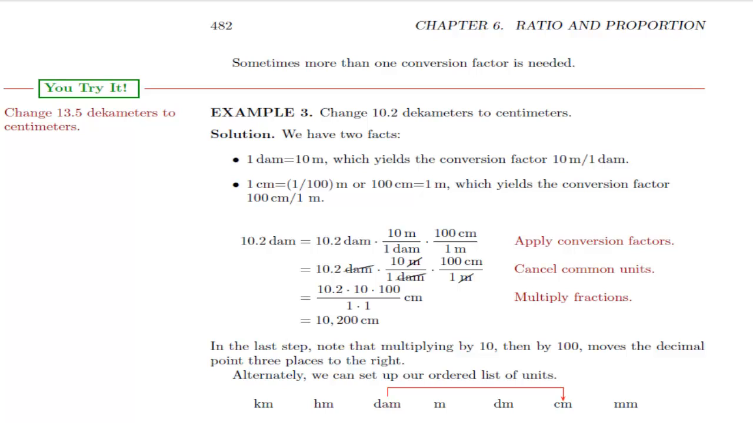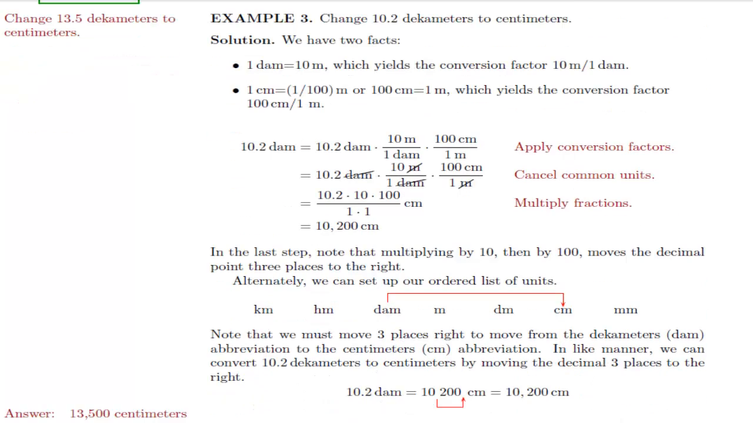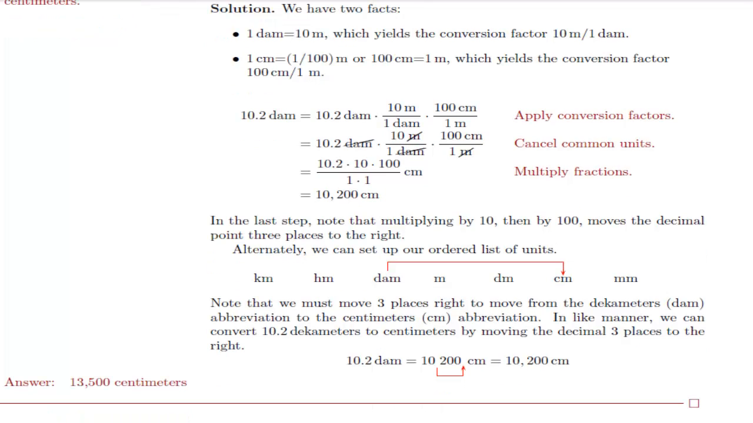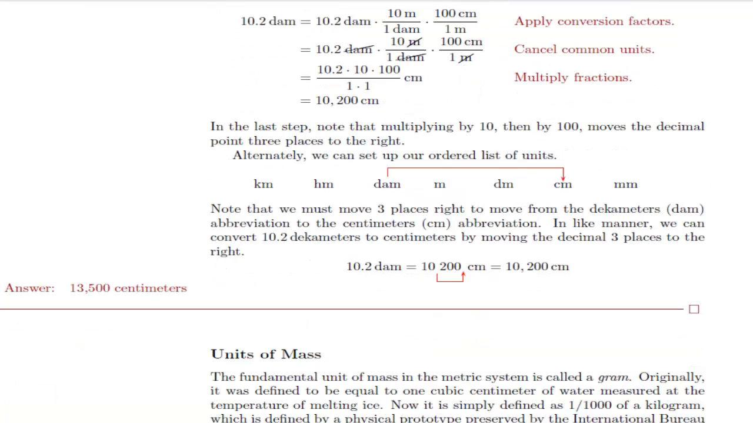1 meter. This way, the decameter units and the meter units will cancel, and we're left with 10.2 times 10 times 100 over 1 times 1 centimeters, which simplifies to 10,200 centimeters. In the last step, note that multiplying by 10 then by 100 moves the decimal point 3 places to the right. Alternately, we can set up our ordered list of units. Note that we must move 3 places right to move from the decameters abbreviation to the centimeters abbreviation. In like manner, we can convert 10.2 decameters to centimeters by moving the decimal 3 places to the right. 10.2 decameters equals 10,200 centimeters.